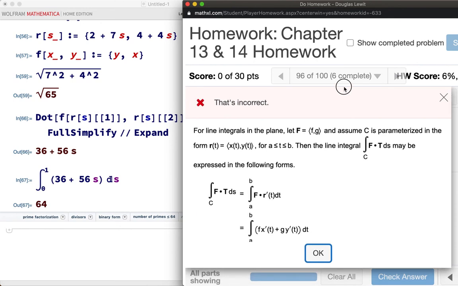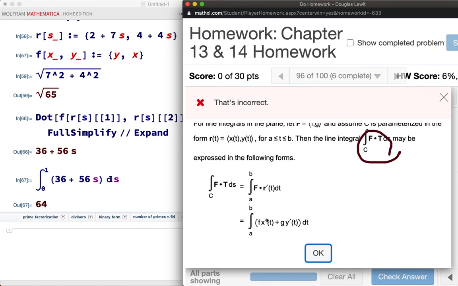If you look at their explanation, it will tell you for line integrals in the plane, let F be equal to the vector valued function F and G, and assume C is a parametrized curve. Assume C is parametrized in the form r of t is equal to x of t, y of t in the form of a vector, where t is defined on the interval from a to b. So remember, the word is parametrized. Fancy word, right? Then the line integral, this line integral right over here, may be expressed in the following forms.